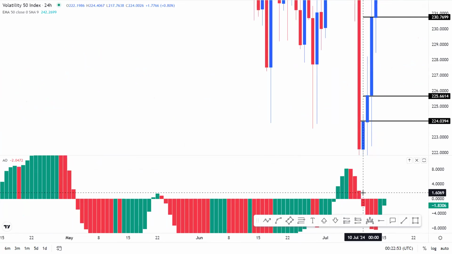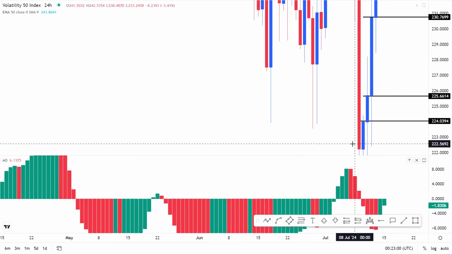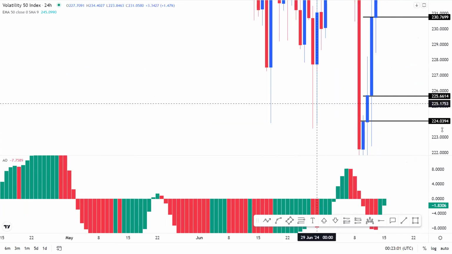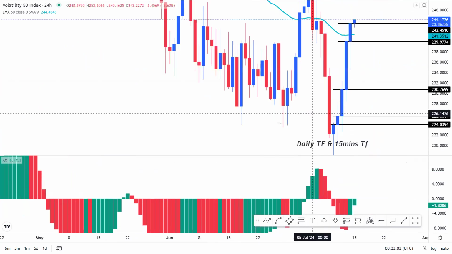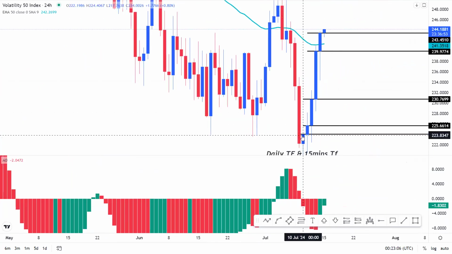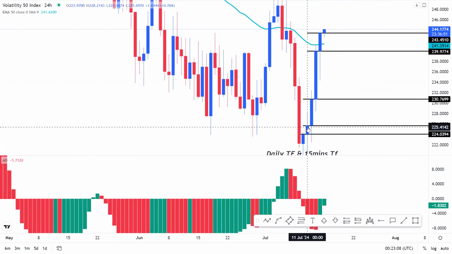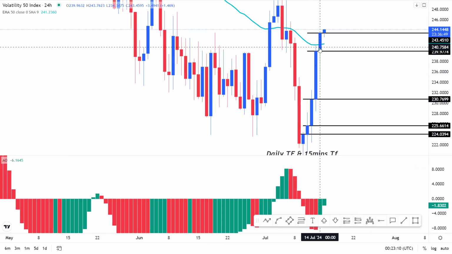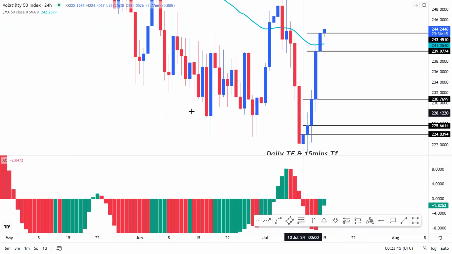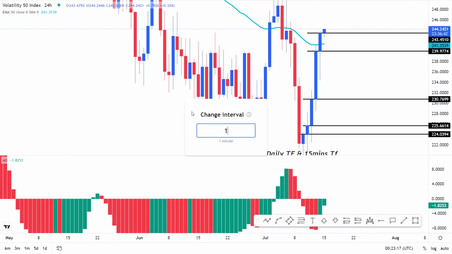The daily time frame we'll use to mark out what the previous day candlestick close was, which we have done for every one of these examples. As you can see, we've marked out the daily candlestick closes for every one of these. And now coming down to the 15 minutes time frame.